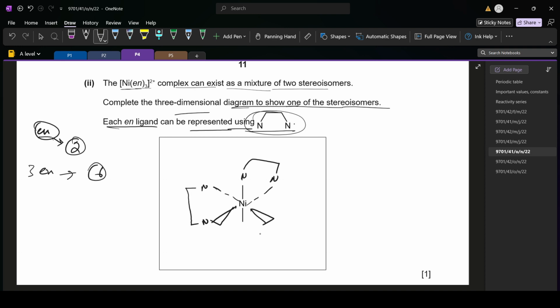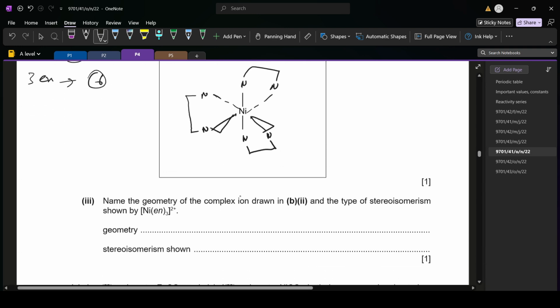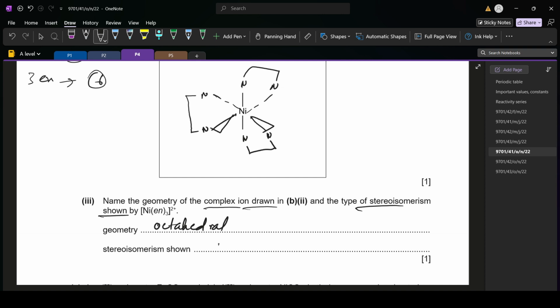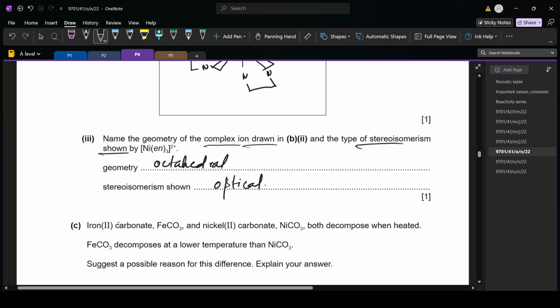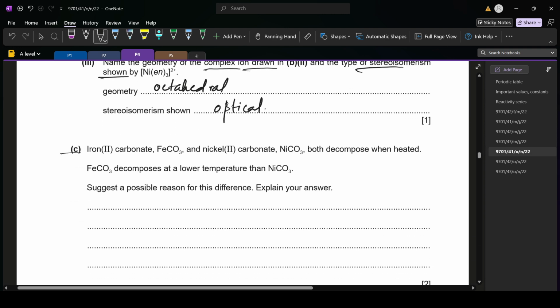So this is your first stereoisomer, and the second will be the mirror image of this because they are optical isomers. Now name the geometry of the complex drawn in B2. I already told you this is octahedral. And the type of stereoisomerism is optical. Now part C.